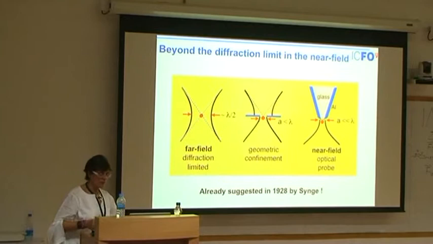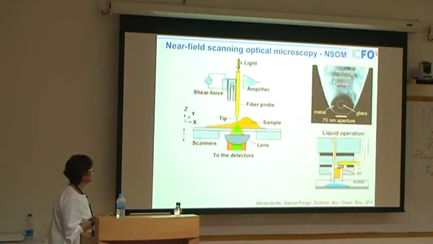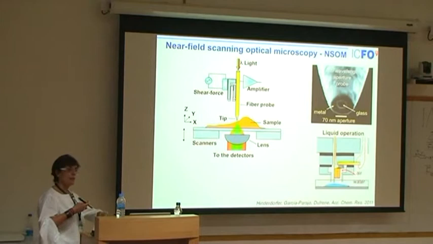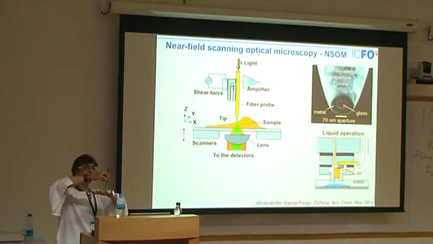Now, this is how the schematics of the setup looks. Essentially, you have your samples in here. The sample is placed on top of the scanners because you will put this tip in here, and if you want to generate an image, you either have to scan the tip on the sample or you need to scan the sample on the tip, so that you generate an image.